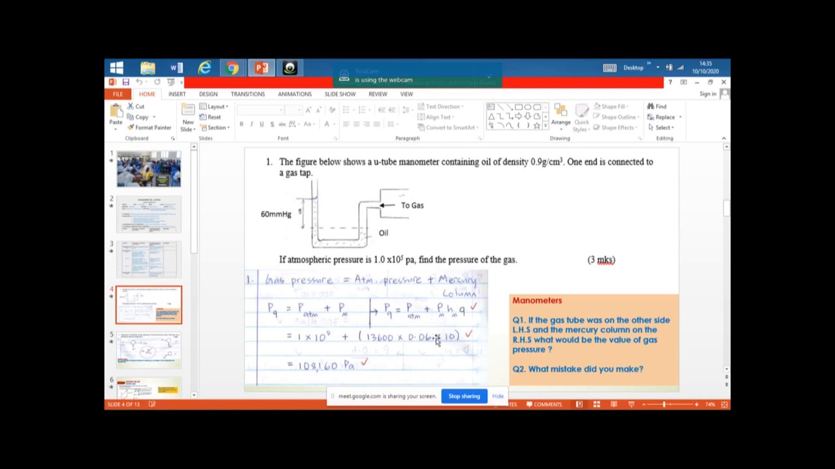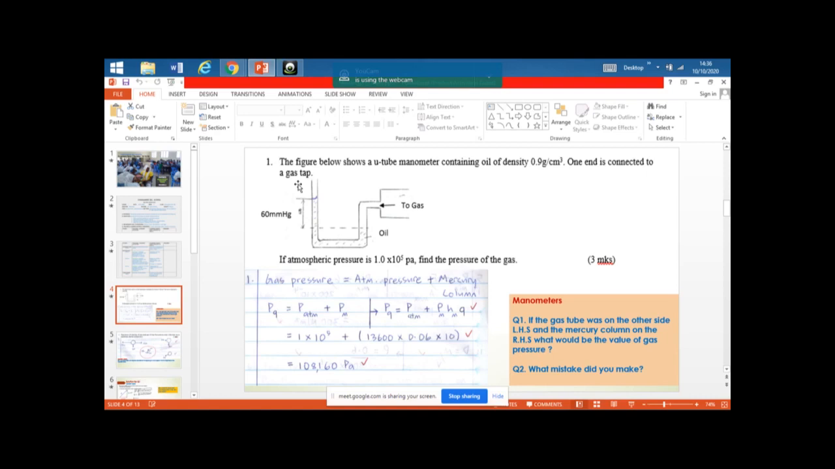Now, I have a question for you. Question number one. Just mute your mic. Oh, before that question, yeah, speak. If the height of the gas and that of the mercury are not of the same size, what will be the formula? If the height of the gas and the mercury are not of the same size, for example, mercury went higher.